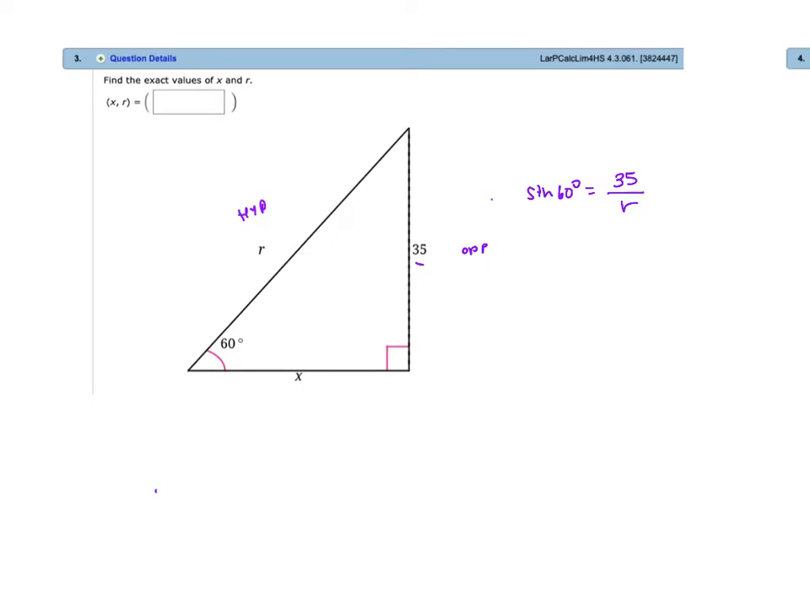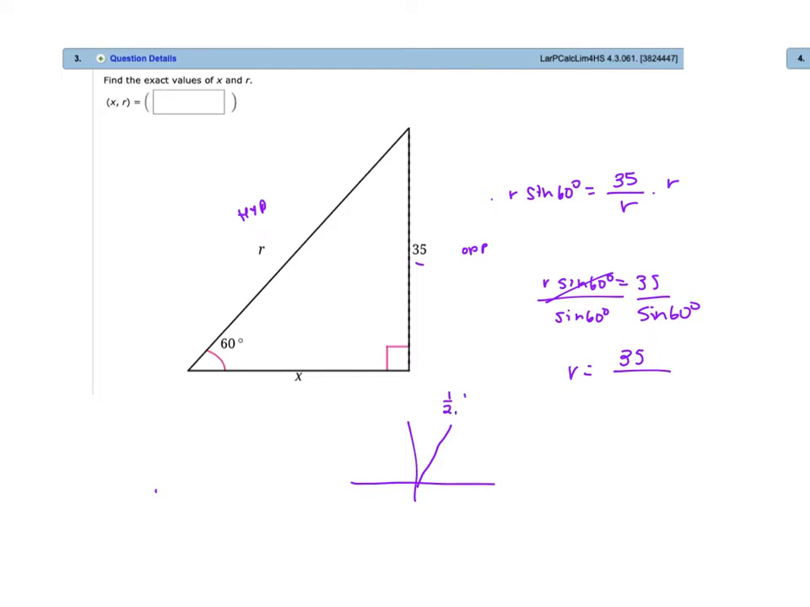To solve for r, we can multiply both sides by r. So this is r sine of 60 degrees equals 35, then divide by sine of 60 degrees. Now, sine of 60 degrees, or pi over 3, we know is the y value. And thinking about 60 degrees, or pi over 3, is here. I know that my point is 1/2, square root of 3 over 2.